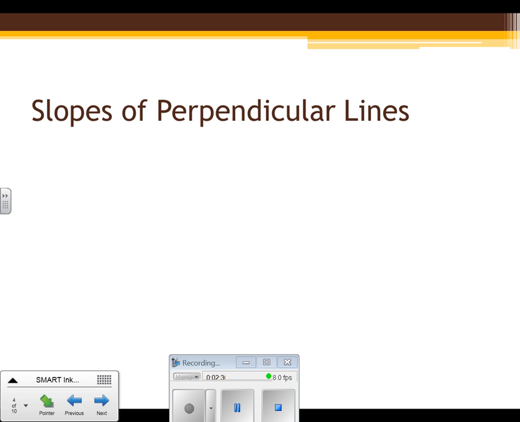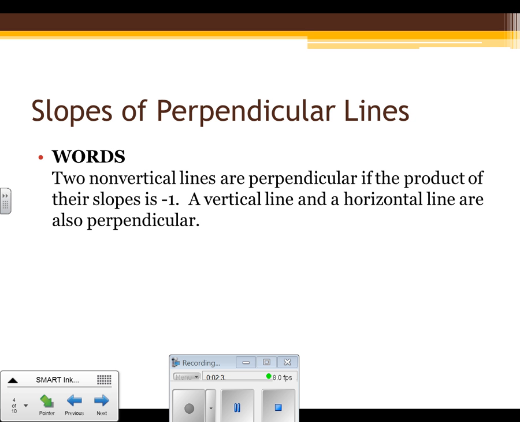In looking at slopes of perpendicular lines, two non-vertical lines are perpendicular if the product of their slopes is -1. A vertical line and a horizontal line are also perpendicular. So if you don't have a vertical and a horizontal line, you want to look at whether the product of the slopes is -1. Another word sometimes I use here is they are opposite reciprocals.